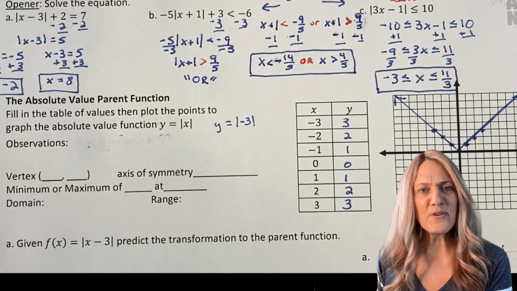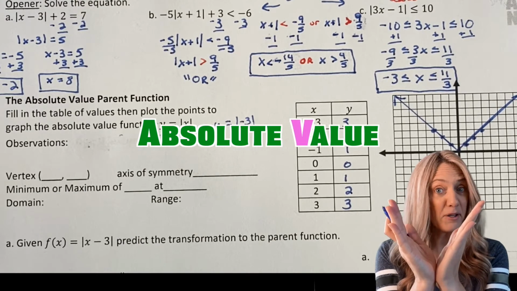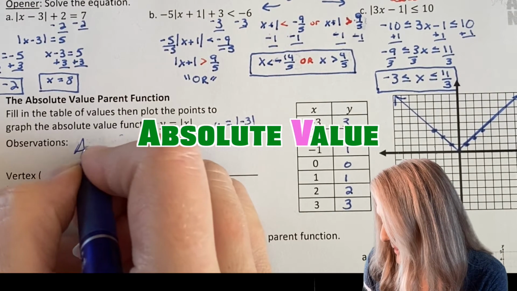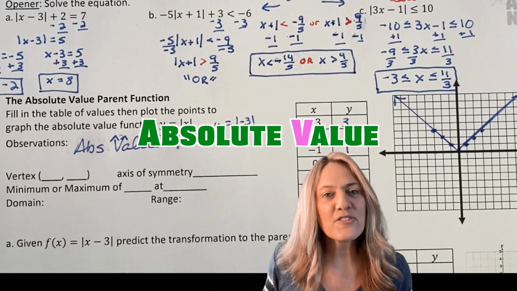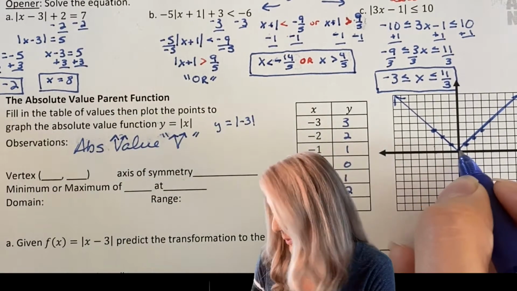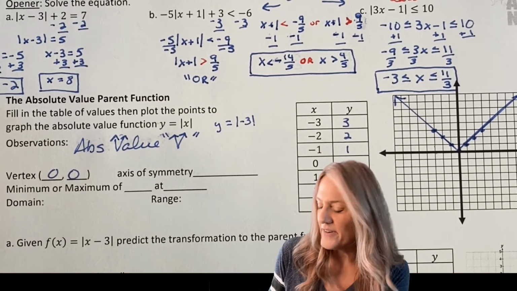What do you notice about the graph? It's a V. Absolute value, V, value, absolutely. Okay, so there's a good observation. Absolute value, V. The other thing I noticed is we have a vertex for the V. You know, that point. Where is that point at? Well, it happens to be at 0, 0, at least for the parent function.